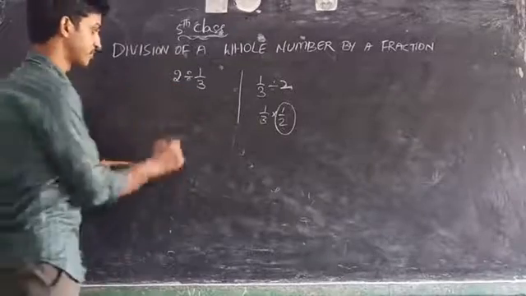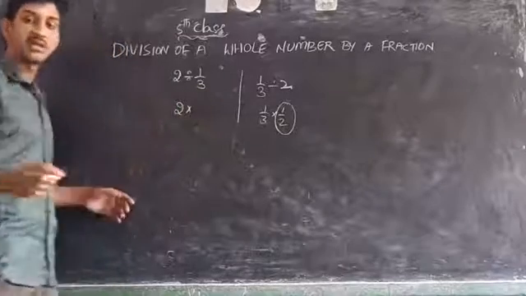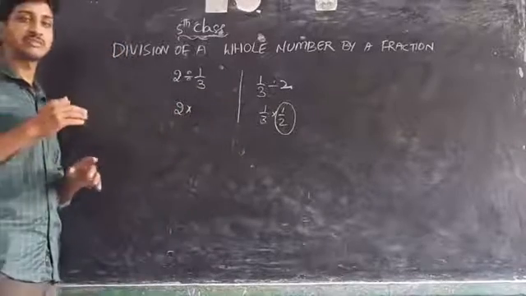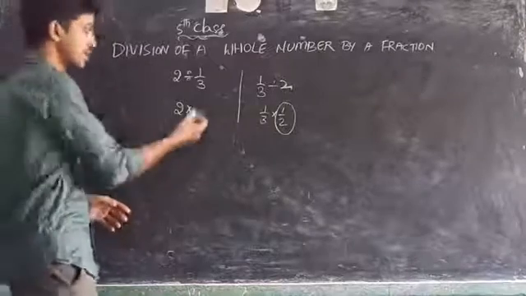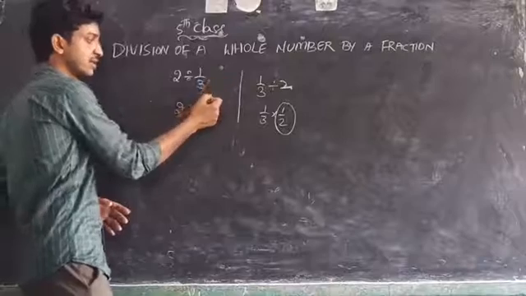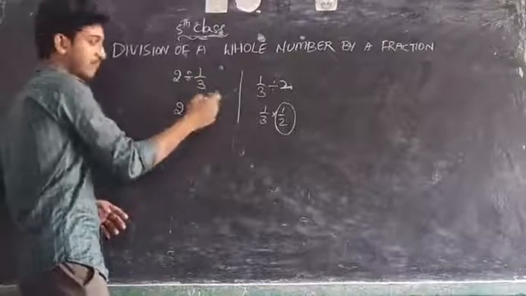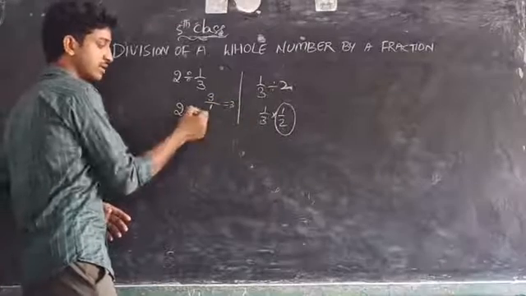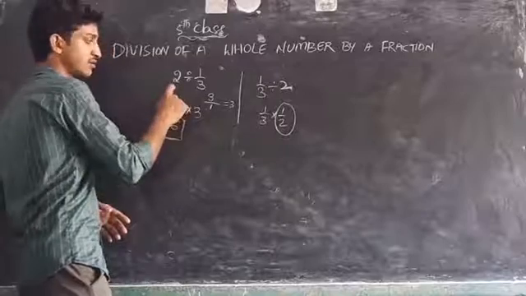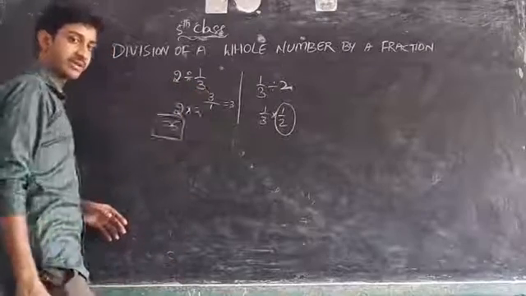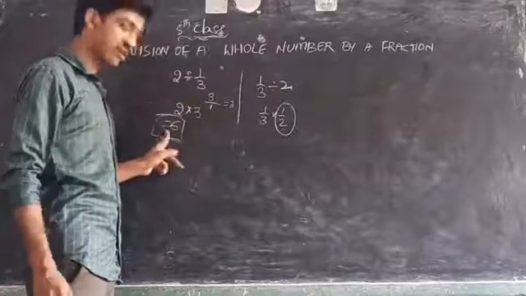Okay, see here, 2 into the reciprocal of 1 by 3. Reciprocal means the number is reversed. The number reversed means denominator becomes numerator and numerator becomes denominator. So here the denominator is 3, so it becomes numerator, and the numerator is 1, it becomes denominator. 3 by 1 means 3. So it is multiplied with 3. 2 threes are 6. 6 is the answer for 2 divided by 1 by 3. Okay, children, 2 divided by 1 by 3 is equal to 6.